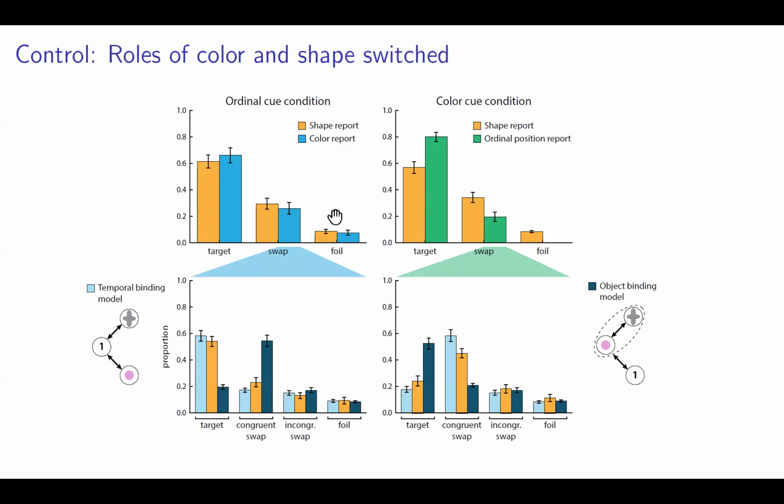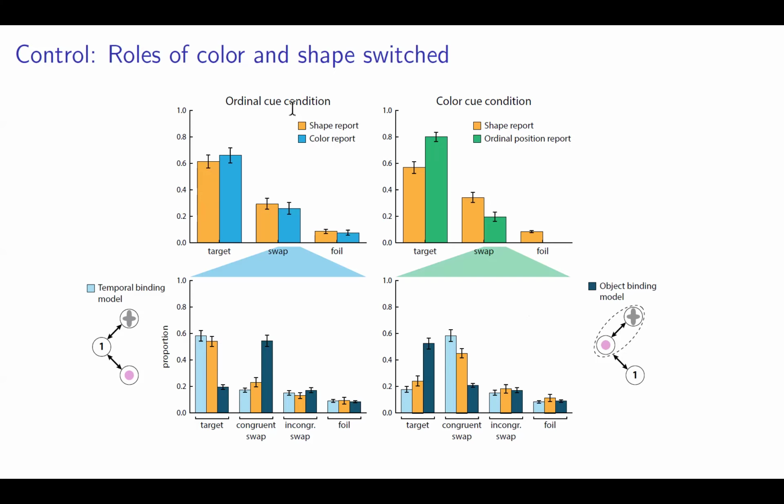We reproduced this with those of color and shape switched. So now the shape has to be always reported first, and then either the color with an ordinal position cue or the ordinal position with a color cue. And we still see the same pattern, although performance here is overall a bit weaker because shape is just harder to memorize apparently.